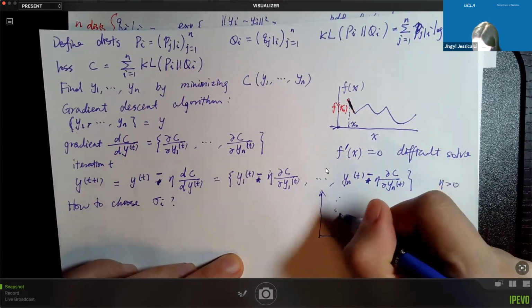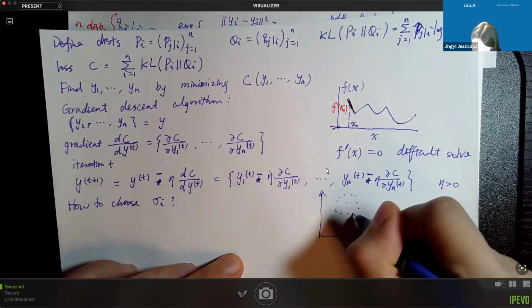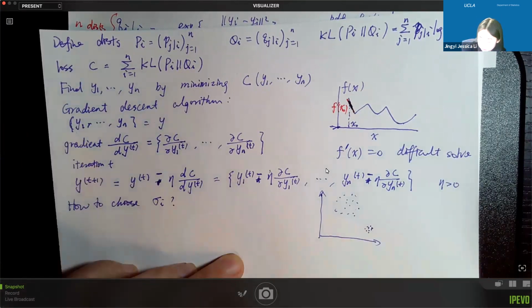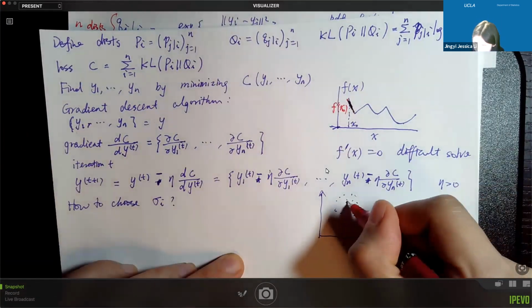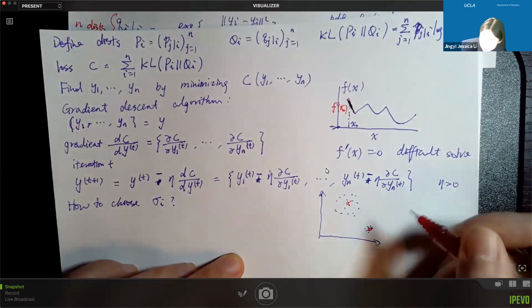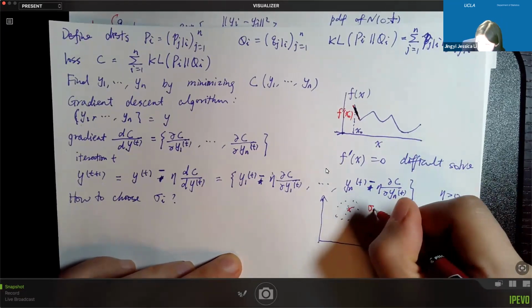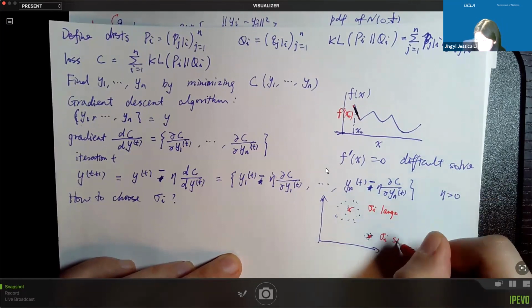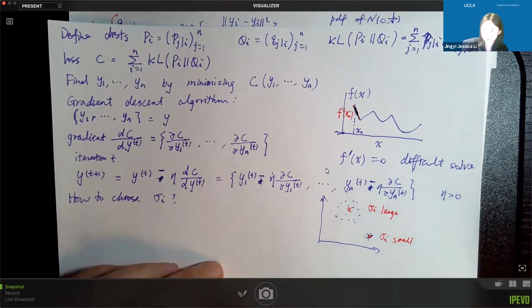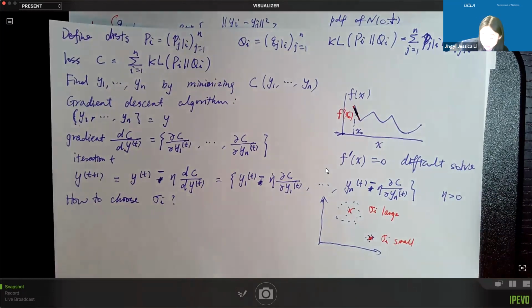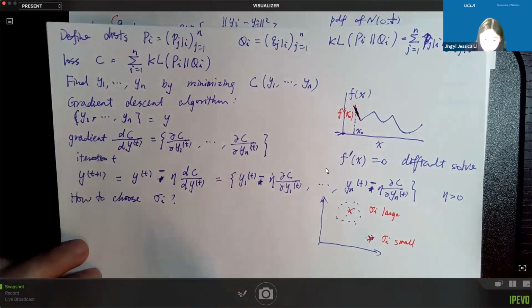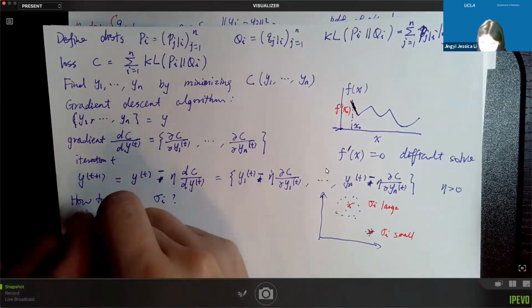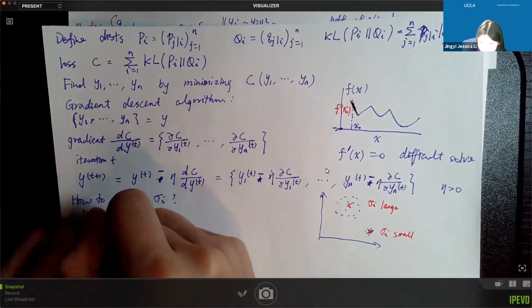So if you have data like this, and you have data like this, okay? For each point here, and for each point here, you're going to pick a sigma i that's large, and a sigma i that's small, to capture its neighbors. So that's roughly the case. And how do we choose it? Here it defines some quantity called perplexity.